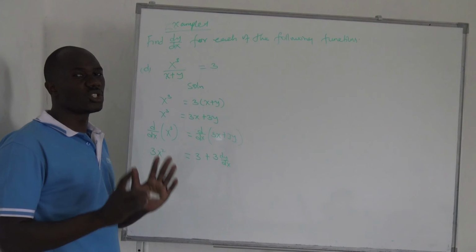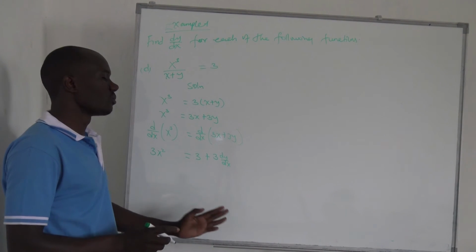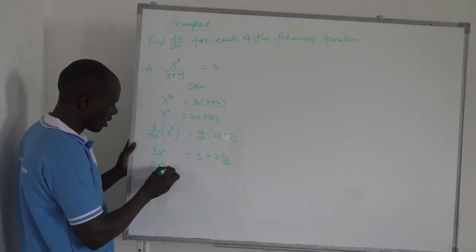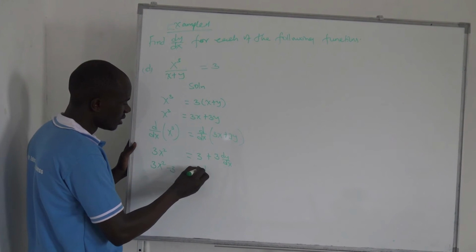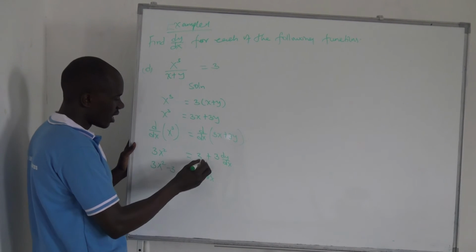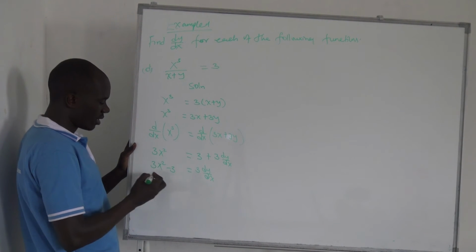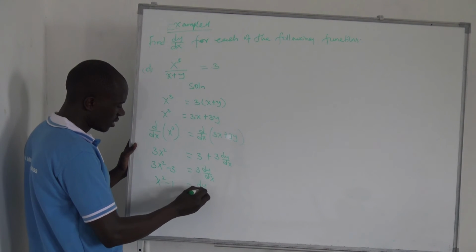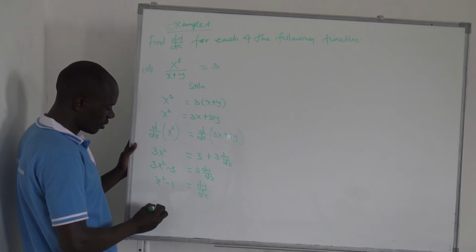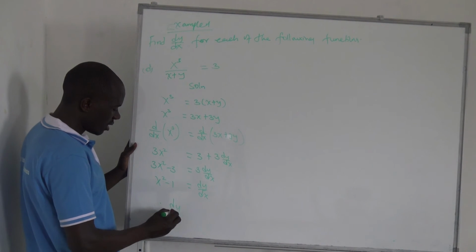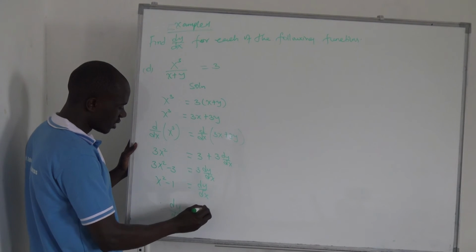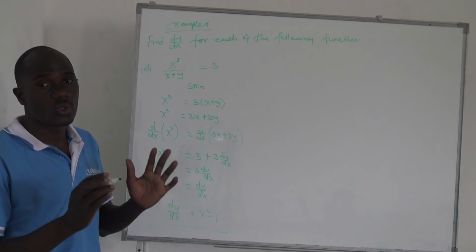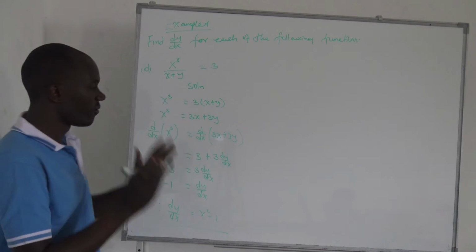Now, those with no dy dx, bring them together. What am I going to have? 3x squared minus 3 equals 3 dy dx. I can divide by 3. So x squared minus 1 equals dy dx. So dy dx equals x squared minus 1. That's how you can easily get all these concepts very, very fast.